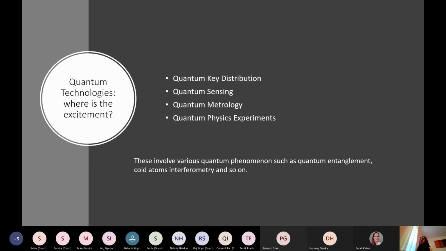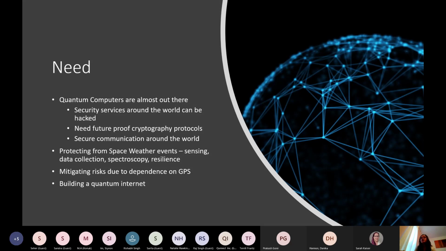How can we put tiny little cold atom quantum sensors on top of CubeSats? I will be coming to what are CubeSats in the rest of my talk as well. People are starting to look at quantum metrology and a lot of various other quantum physics experiments. But today, I'll be talking about QKD.